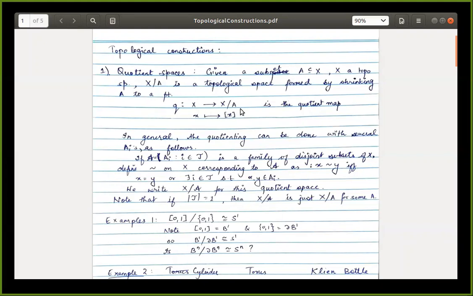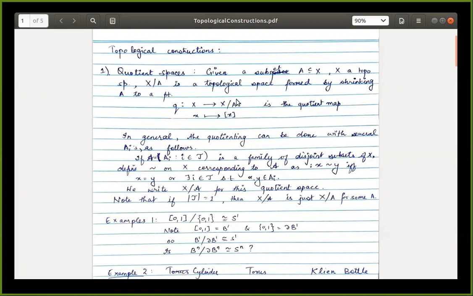So this quotient map sends every point x to its equivalence class. Every point of X which is in A goes to the same point, whereas every point which is outside of A, that is in the A complement, goes to an equivalence class which has just one element, that element itself. Okay, so this way we have the quotient map defined here.